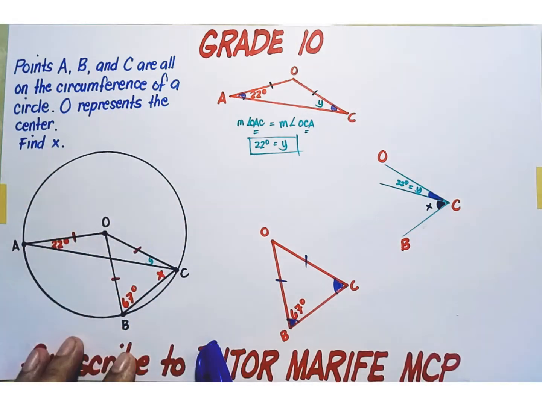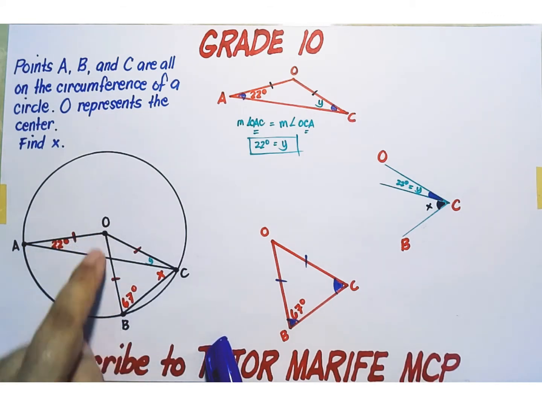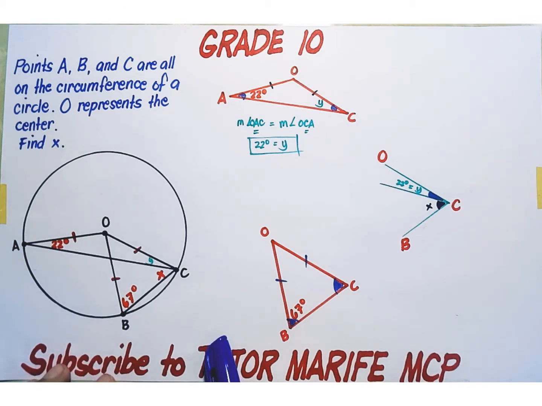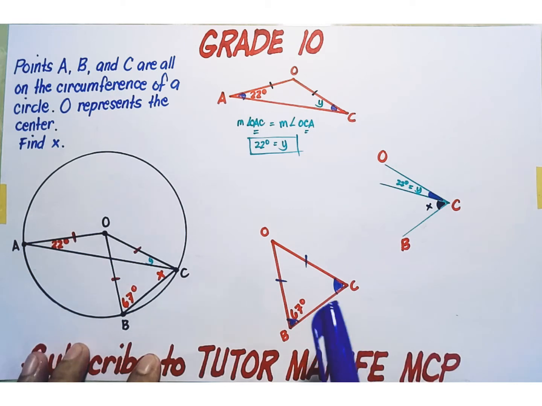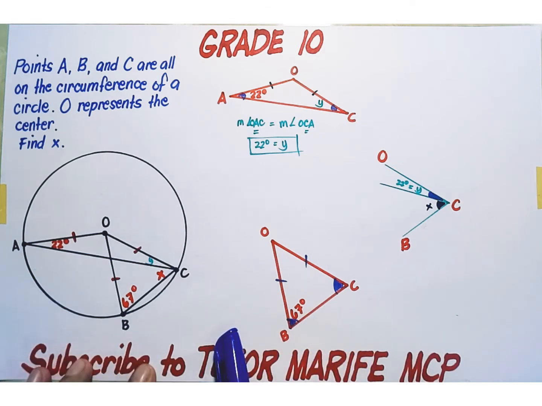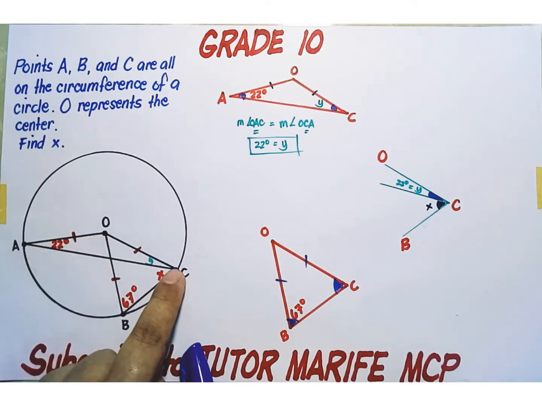So we have identified all the parts of this circle. We have 3 radii: radius OA, radius OB, and radius OC. We have 2 chords, chord AC and chord BC. Therefore, we are now ready to use the circle theorem stating that 2 radii and a chord make an isosceles triangle. Look at triangle AOC. It is formed by 2 radii and a chord.